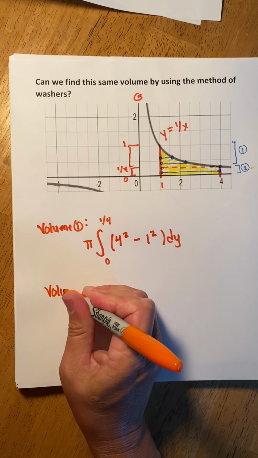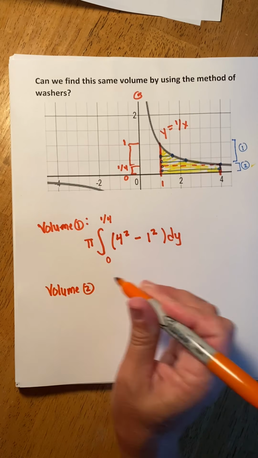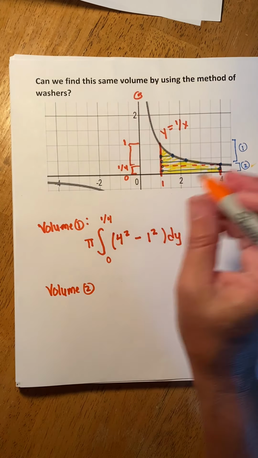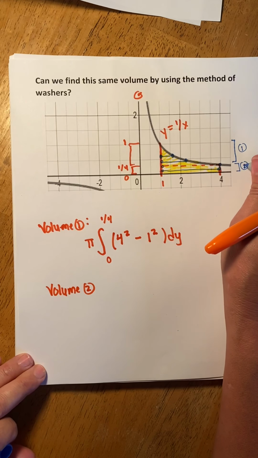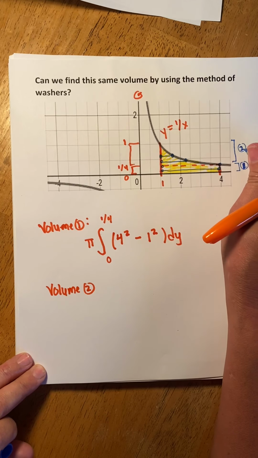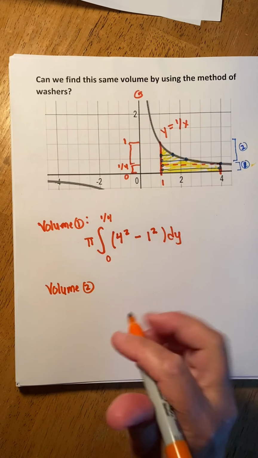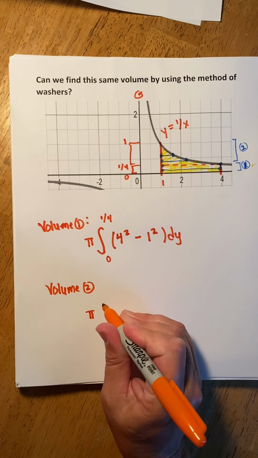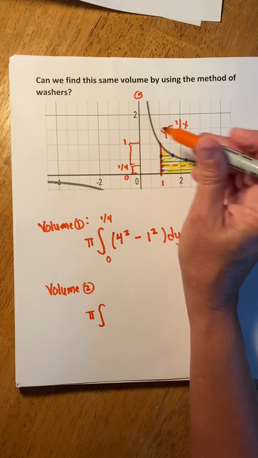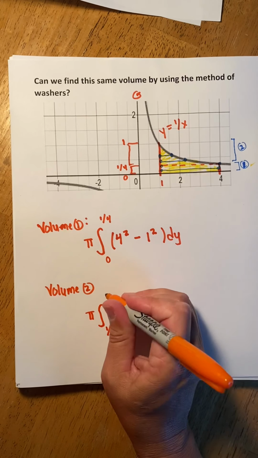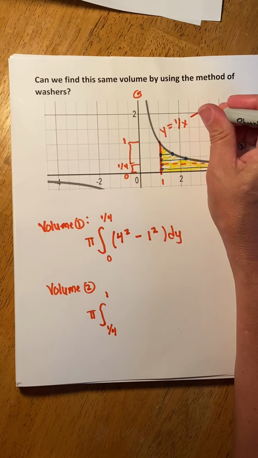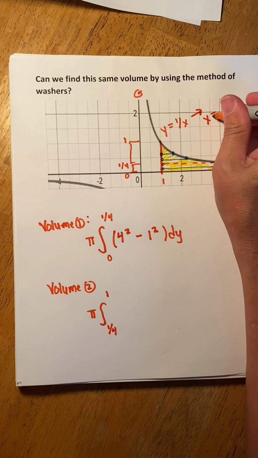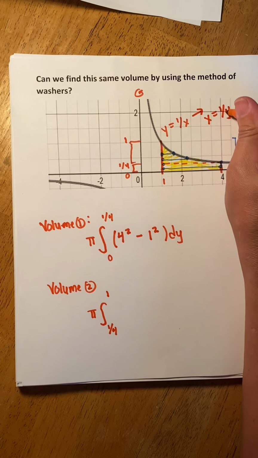Volume 2 would be this. Oh, I switched them. I'm sorry. Silly me. I did the easy one first. Let's call that one volume 1 and that one volume 2. There we go. So now the upper one, volume 2, is going to be pi. My y's go from 1/4 to 1. The right curve is now y equals 1 over x, but we have to solve for x. We get x is equal to 1 over y.